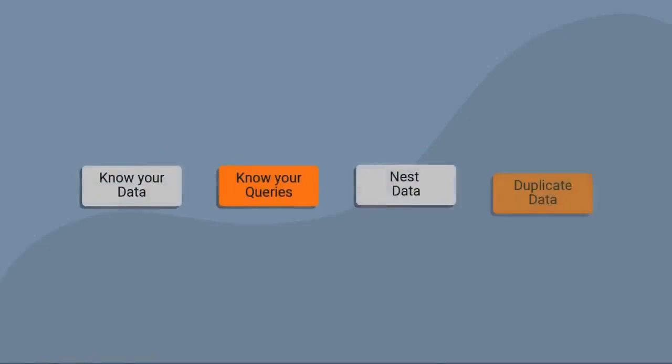Here are the four main principles of Cassandra data modeling: know your data, know your queries, nest data, and duplicate data. We will look at each of these principles in more detail.